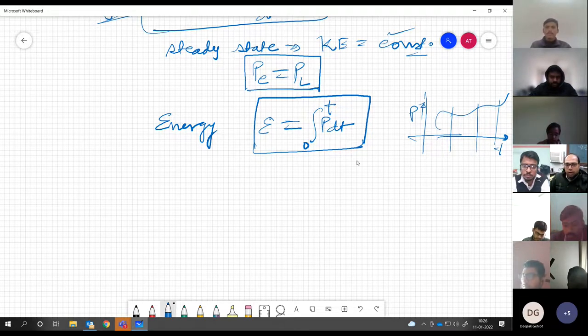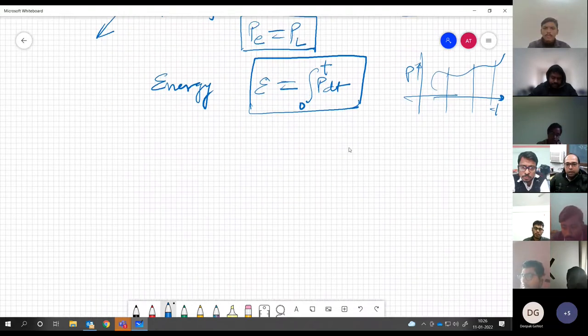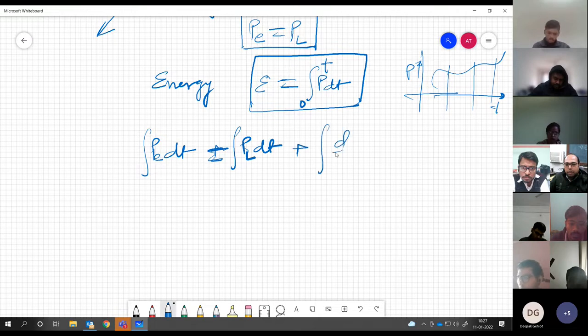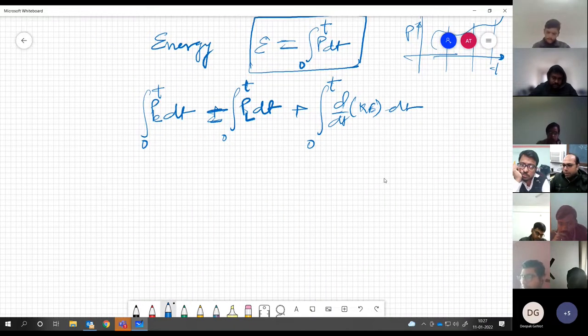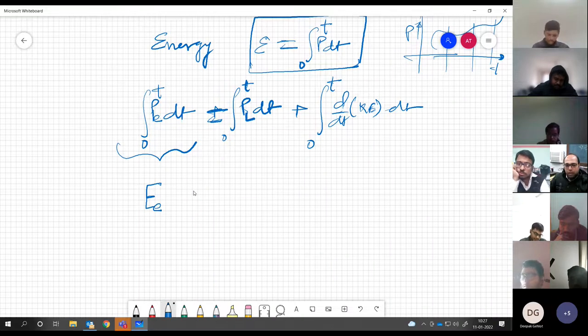Understand the point? If we integrate the power equation we have got with respect to time, we will arrive at the energy equation. This is integral of P dt equal to integral of PL dt plus the kinetic energy term, going from zero initial condition, integrating over a time period 0 to t. Now what is this quantity? This is how much electromagnetic or electrical energy you have fed into the system. The second quantity is how much energy the load has demanded from the system.